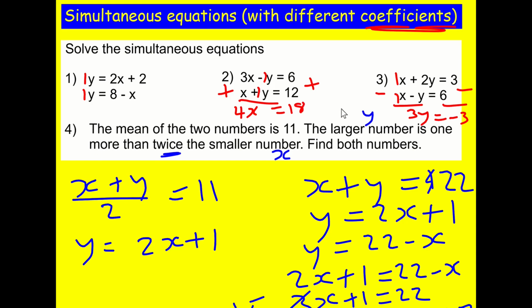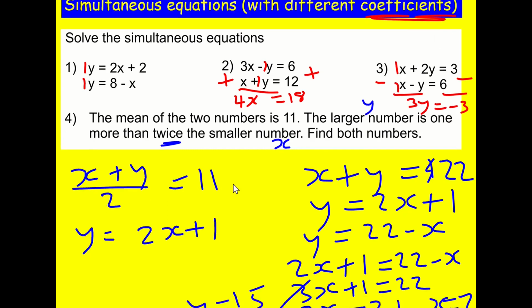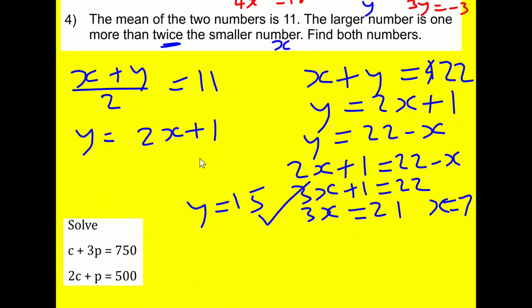Okay, let's do this. Let's look at some simultaneous equations with different coefficients. Here's an example of simultaneous equations with different coefficients. I've got a coefficient of 1 in front of the C here, but 2 here. Here I've got 3, and here I've got 1. I want you to just pause and think, how can we solve this now?